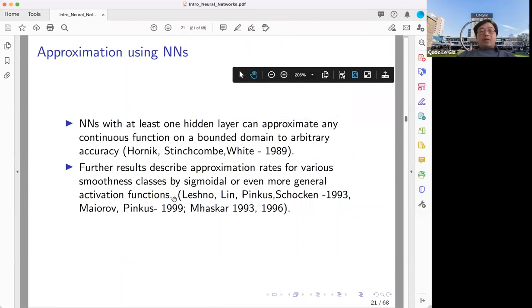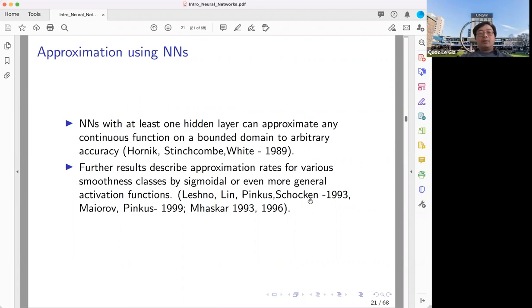And then there are other papers with approximation rates for functions with extra smoothness, okay, for the sigmoid function or a more general activation function. So those are papers by Pinkus and Maiorov. Actually, I looked at his paper, and he just proved the results for neural networks with only one layer. Okay, and the activation is just a Gaussian.